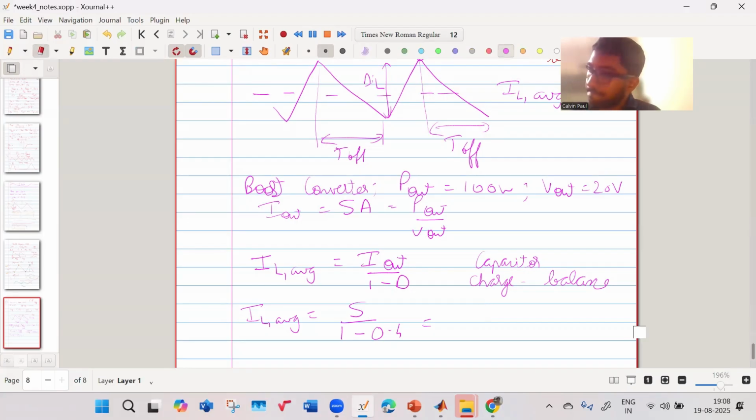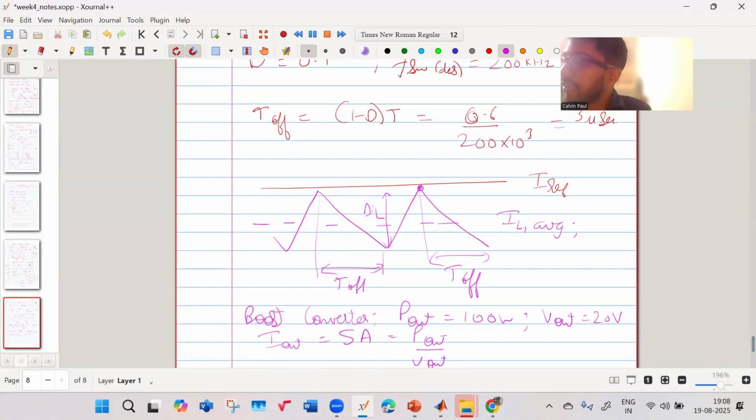That will be 8.33 ampere. Now, we have to find what is the delta IL. So can you tell me how will I find delta IL? V in minus V0 by L. Delta IL, is it correct?